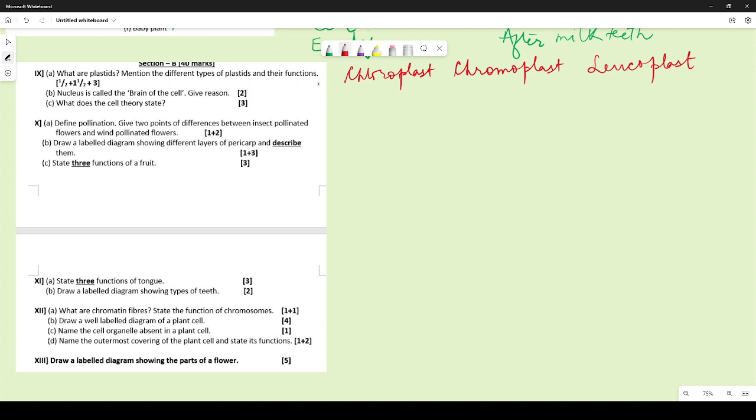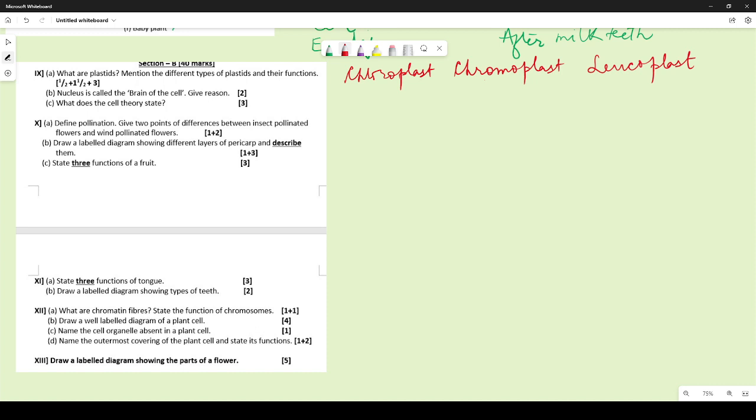So what are the functions? Chloroplasts contain chlorophyll, which is responsible for photosynthesis. Chromoplasts are responsible for giving the different colors to the flowers and other parts of the plant. Leucoplasts are the colorless plastids which are present in regions which store food. So that is their function.